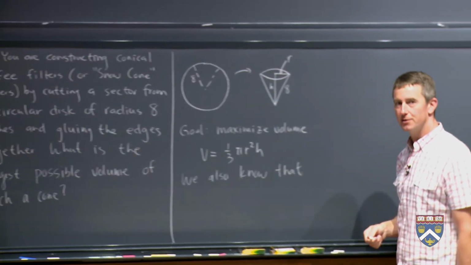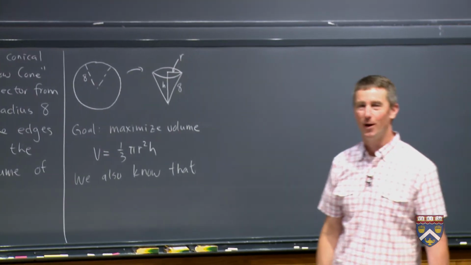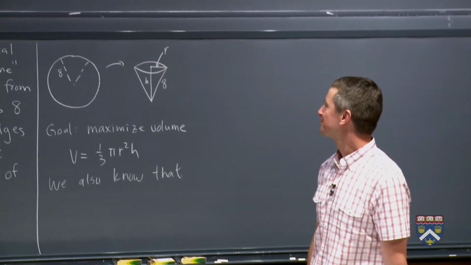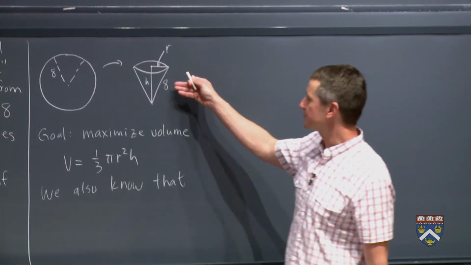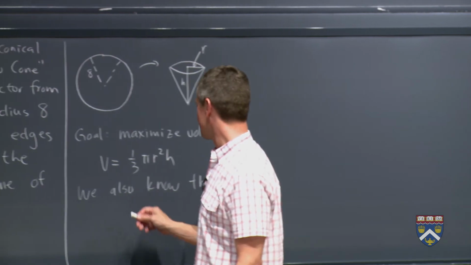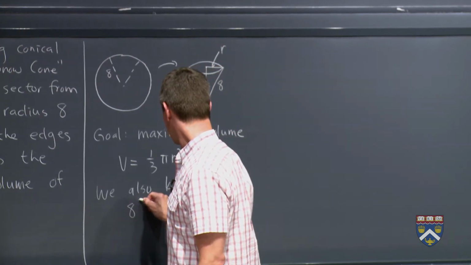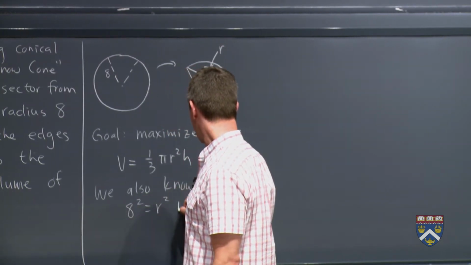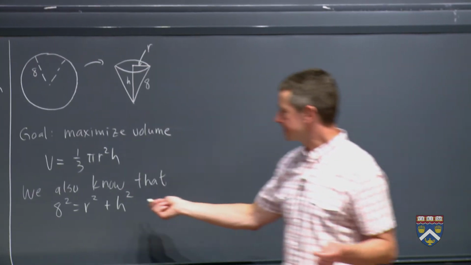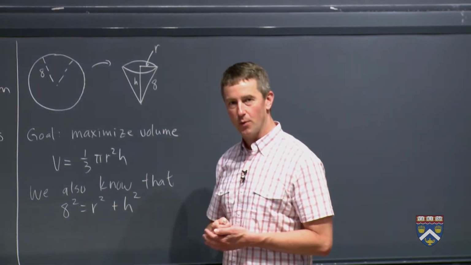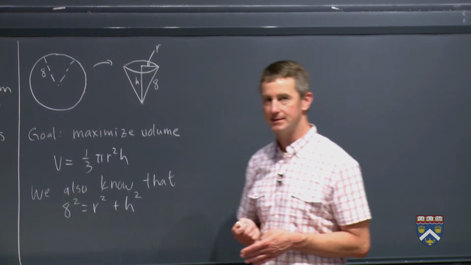Looking at this picture, and I think we said once before, if there's only one theorem to know, what theorem is it? It's the Pythagorean theorem, right? So here we've got 8 squared equals r squared plus h squared. And in this case, it's not apparent which one would be easier to solve for. In fact, they're equally easy to solve for.